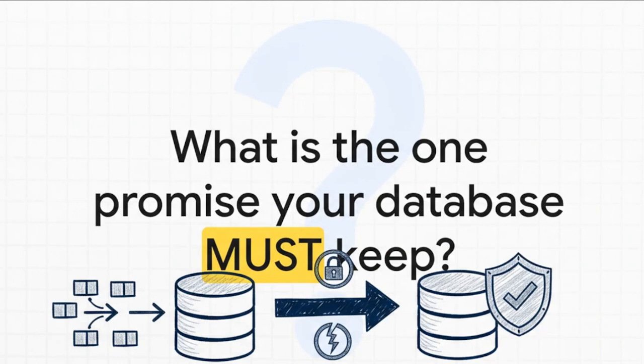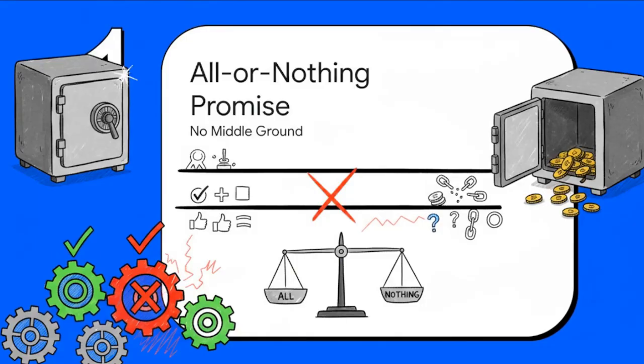So let me ask you a question. If your database could make you just one single unbreakable promise, what would it have to be? For me, the answer is simple. It must promise to never, ever corrupt your data by leaving a job half-finished. And that idea right there is what we're going to call the all-or-nothing promise.